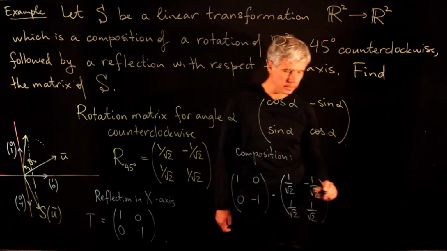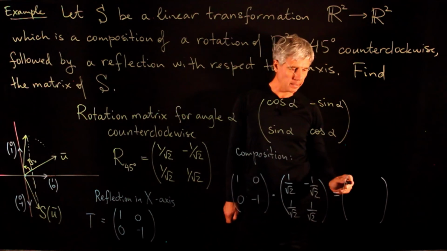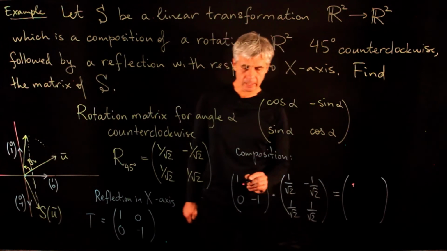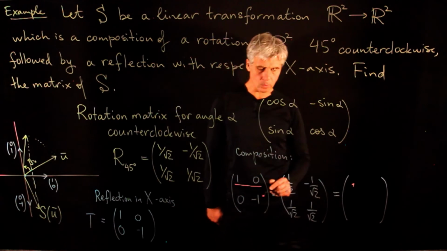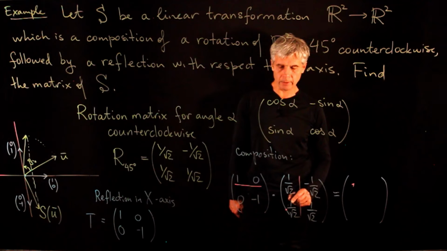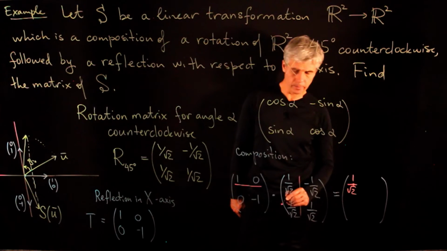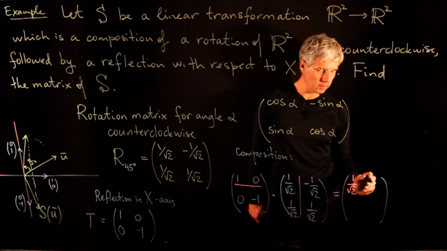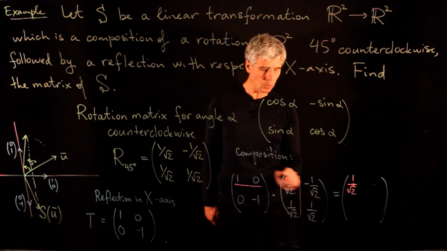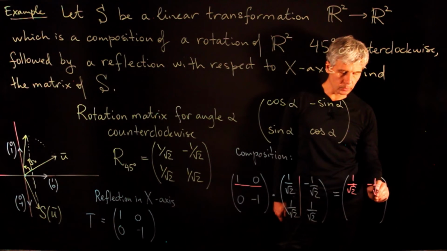And now we take the product of these two matrices. Now we apply our rule. To compute the entry in the first row, first column, we take the dot product of the first row of the left factor with the first column of the right factor. So this entry is 1 over square root of 2. So then the entry here is going to be the dot product of the first row with the second column. So this is minus 1 over square root of 2.